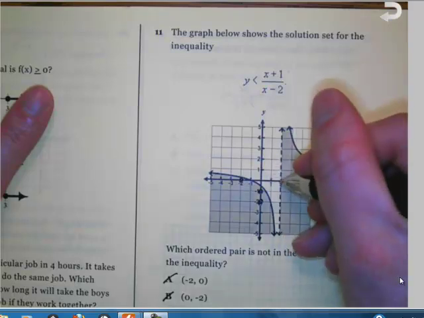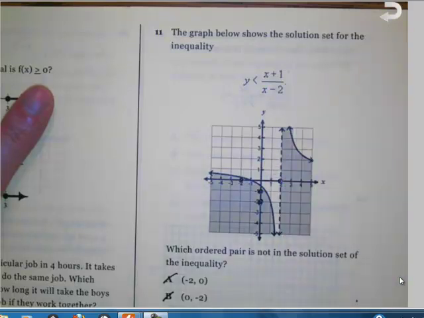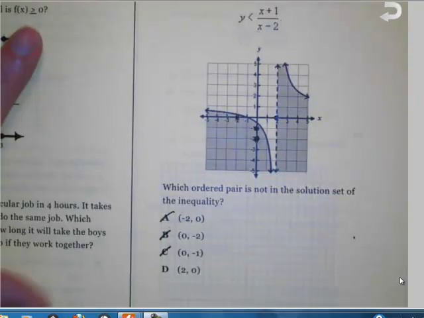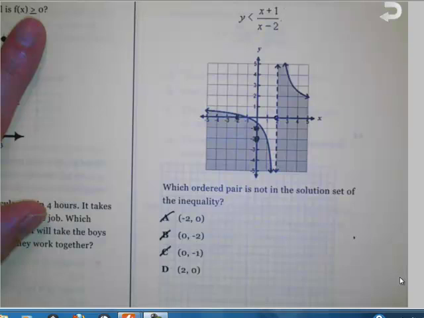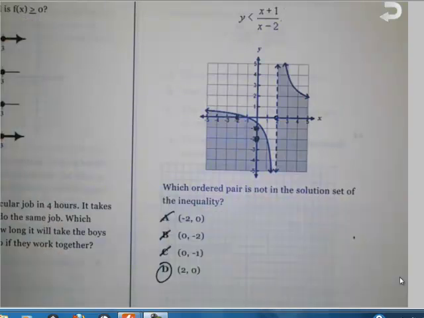Negative 2, 0 is right on the dotted line, and so it's out. Do you recognize that if you're on the dotted line, you are not actually in the solution set? And so the correct response was D.